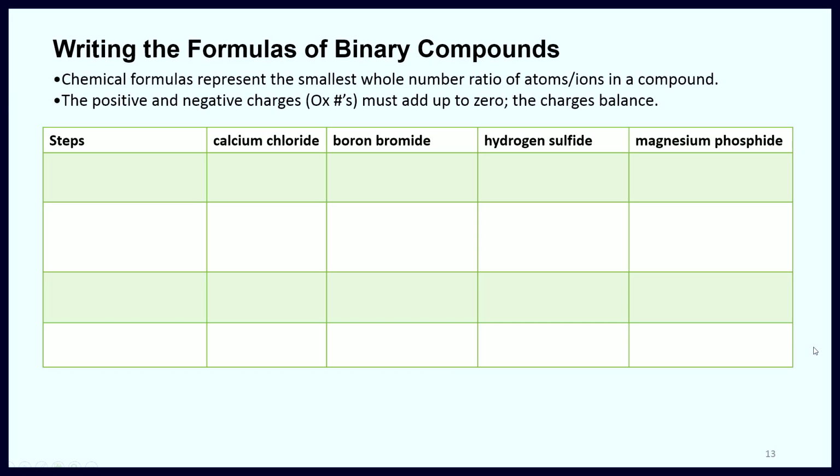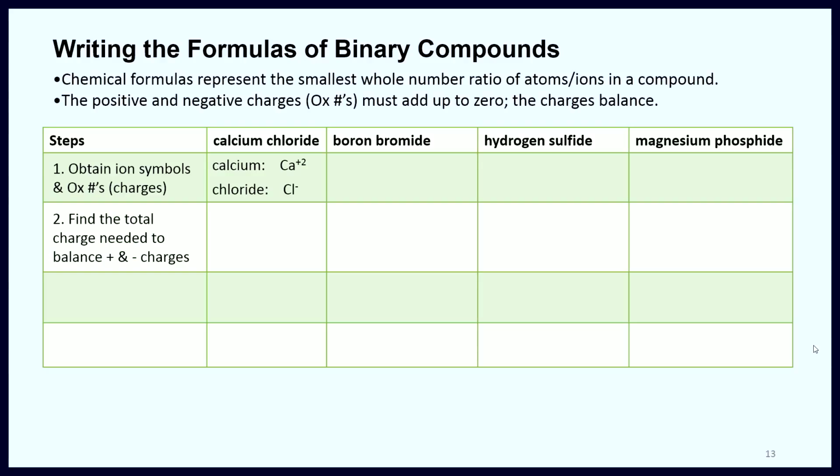So let's break it down in some steps here. First of all, we'll look at calcium chloride. If we want to write the formula, the first step is to obtain the ion symbols and their oxidation numbers, or charges as they're sometimes called. Calcium is in group 2A. Its charge is always +2. Chloride is in group 7A. It has to be -1.